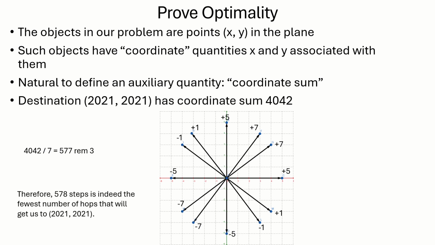4042 divided by 7 gives us 577 with a remainder of 3. This means there cannot be a solution with exactly 577, nor with fewer than 577 steps. Therefore, our solution with 578 steps is optimal.